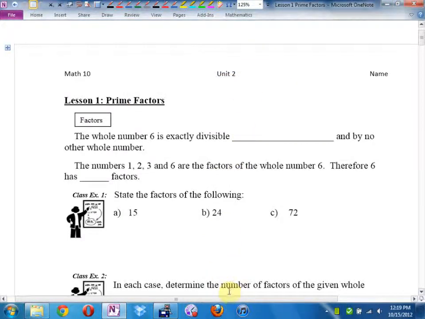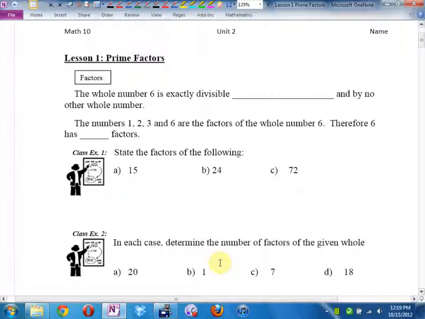Prime factors. First of all, we need to define what a factor is, and some of you had trouble realizing this on a test. When we talk about factors, we're saying what multiplies together to give you the answer, whether it's a polynomial like last unit or whether it's numbers here.